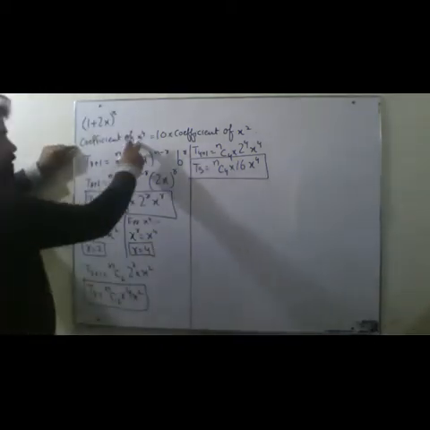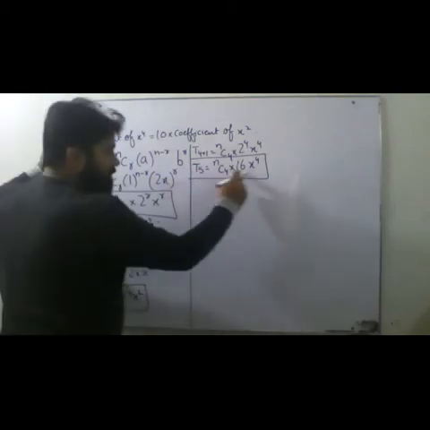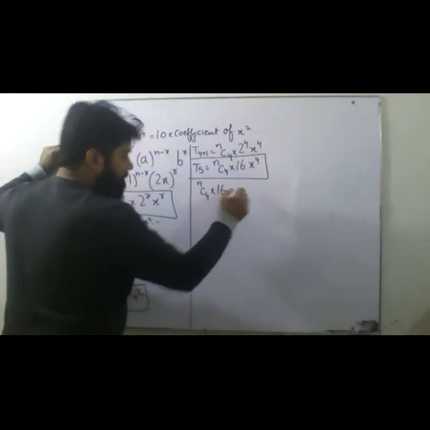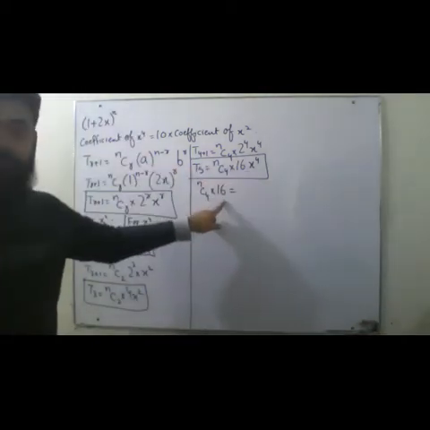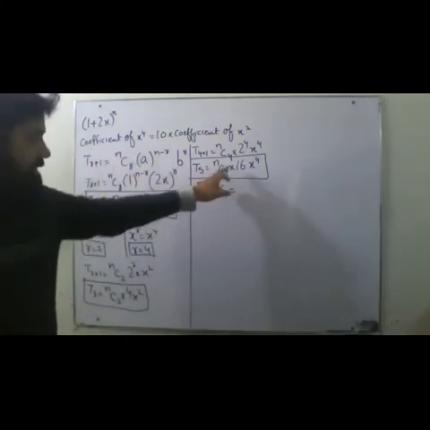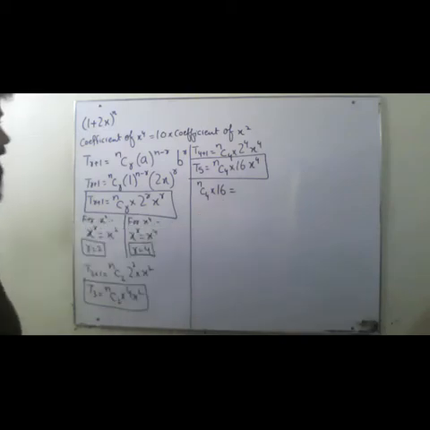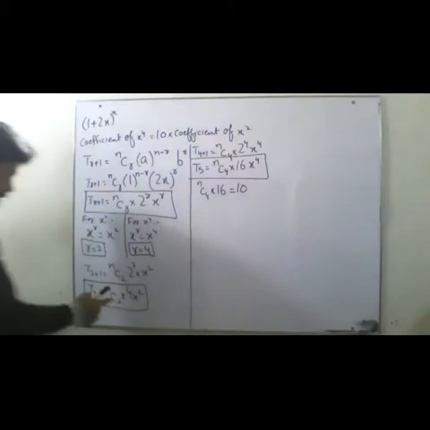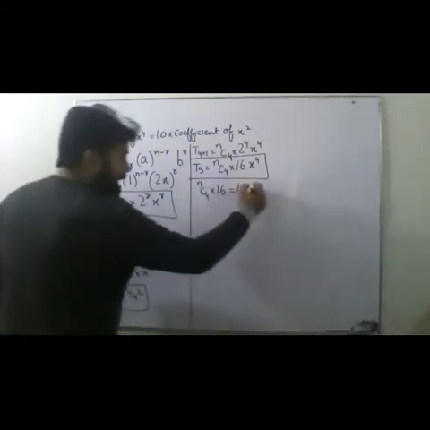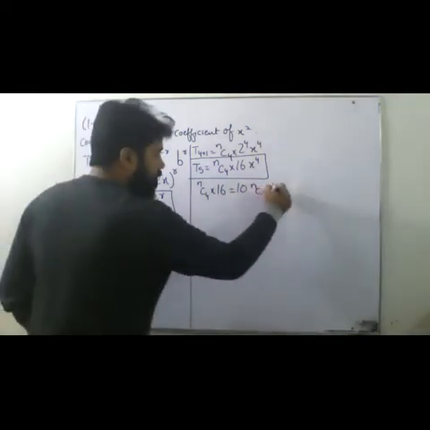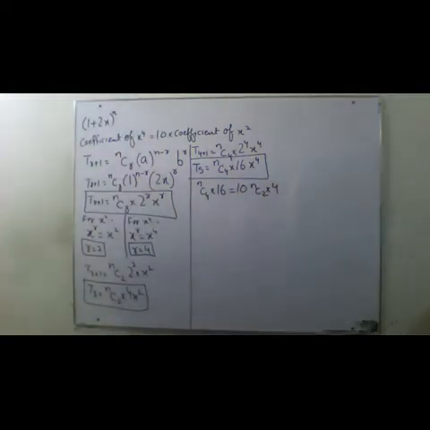Now what they have said? They have said coefficient of x^4. What's the coefficient of x^4? That is nC4 into 16. That's your coefficient of x^4. I am not taking x^4 because they are saying only the coefficient. So I have taken the coefficient nC4 into 16 equals 10 times the coefficient of x^2. What's the coefficient of x^2? nC2 into 4. That's the coefficient of x^2.